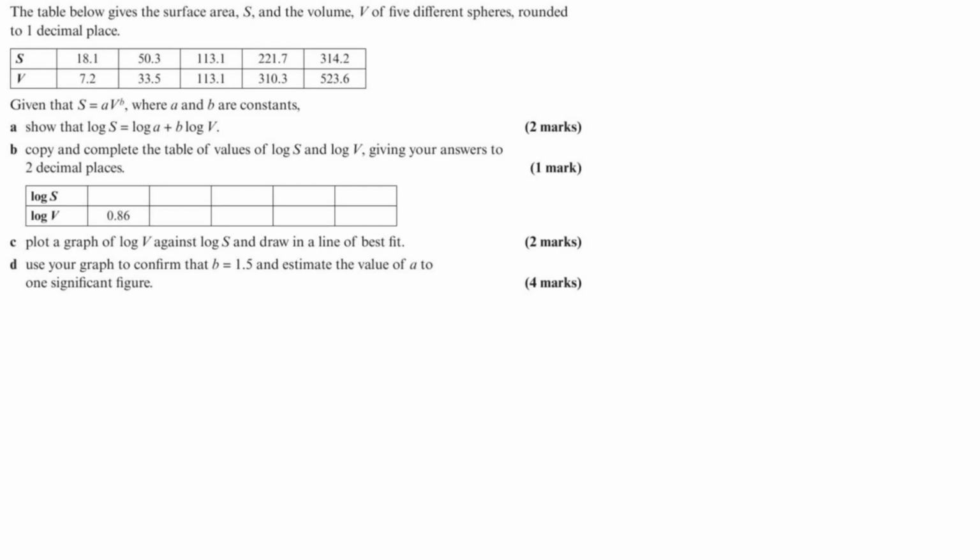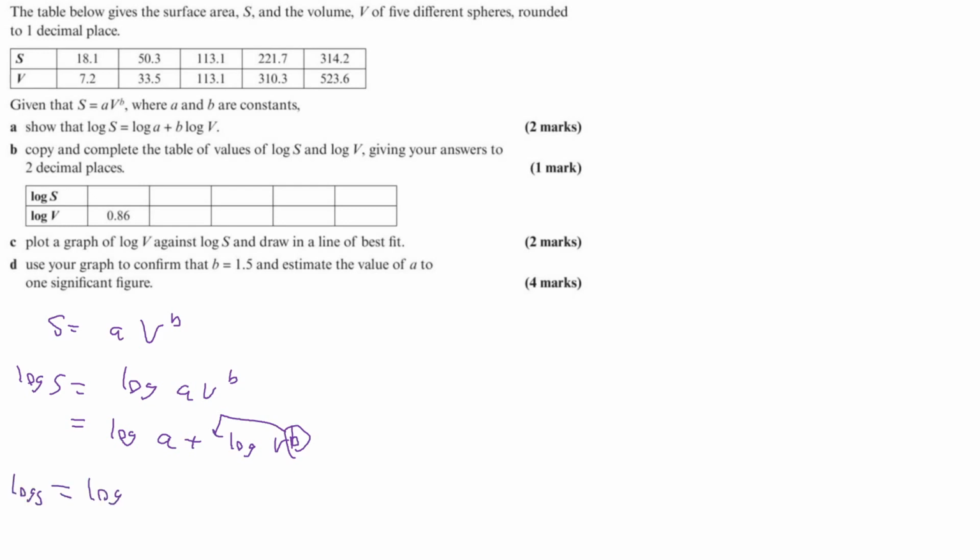So, same theory as last time. S is equal to AV to the B. Log S is equal to log AV to the B. Log S is equal to log A plus log V to the B. And then we take this out, so then it becomes log S is equal to log A plus B log V. Okay? Now, how are we going to fill out this table?